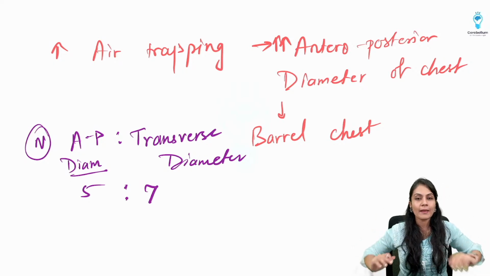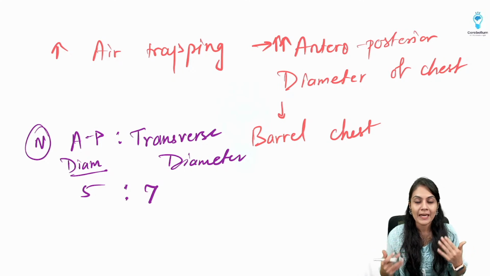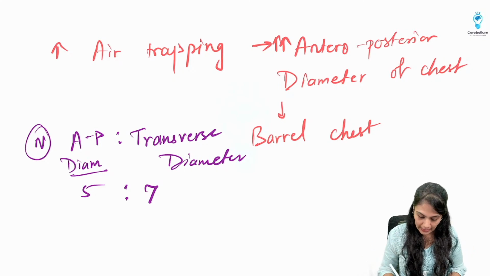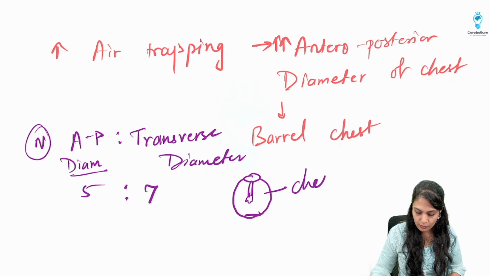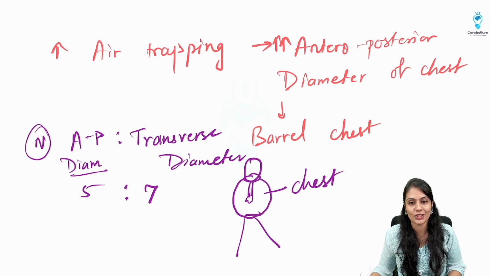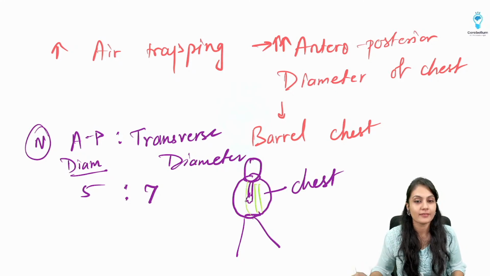So AP diameter is usually smaller, but in cases of emphysema, the AP diameter increases. So even if you see laterally, it will look like a barrel, right? Suppose the person's hands are here, right, and this is his chest. Very poor presentation, but definitely these are legs, right? So the chest will look like a barrel, which is going to be present there, right?